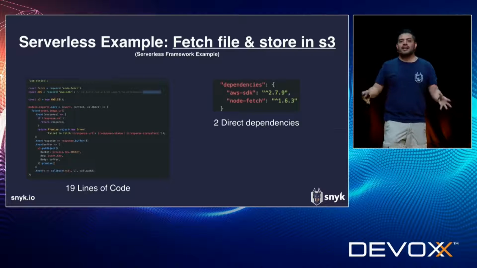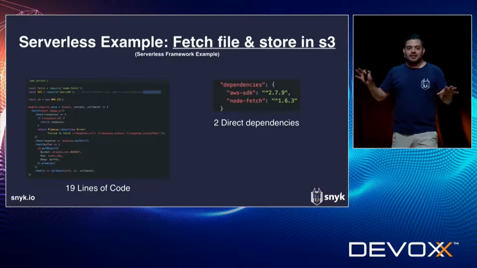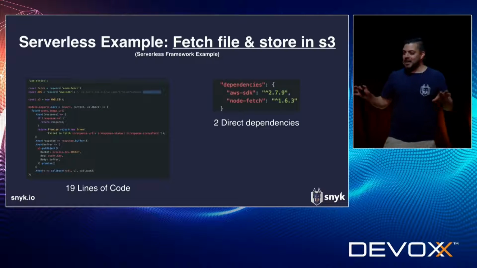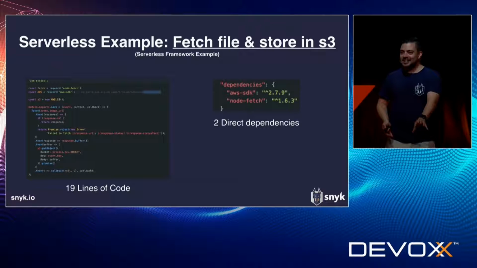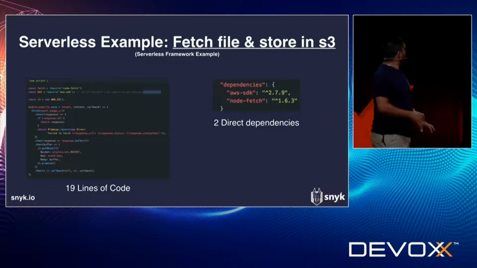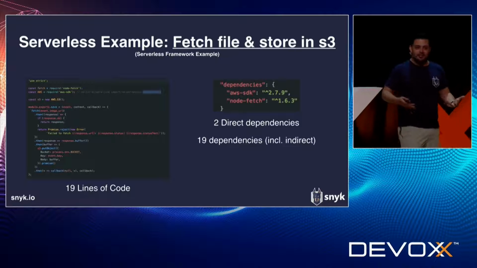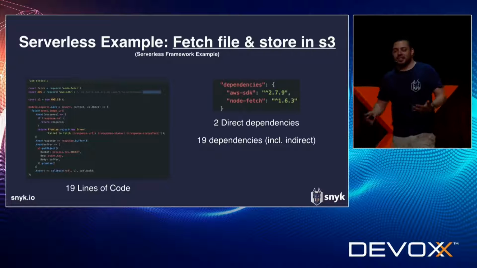How many transitive dependencies, indirect dependencies, do we think this has? And I know this is going through NPM, but it's not as bad as most NPM node applications. What do we think? No, not quite as bad as that. Only 19. Okay, so this is actually a reasonable ratio. For every one dependency, we get around another 9, 10 or so.